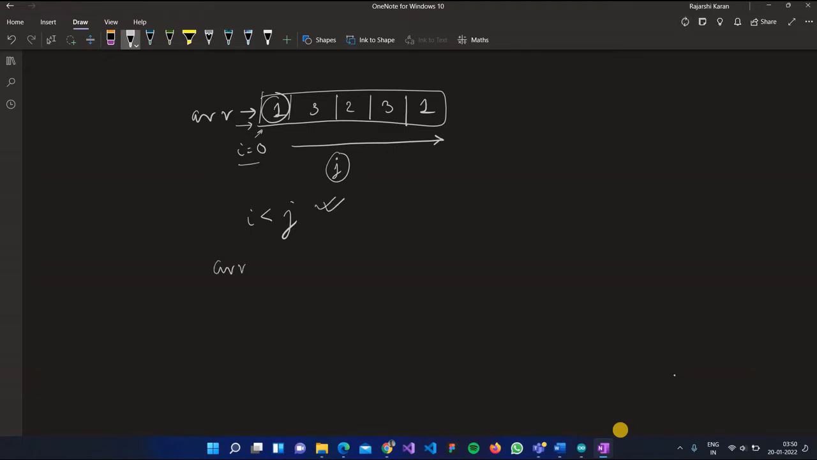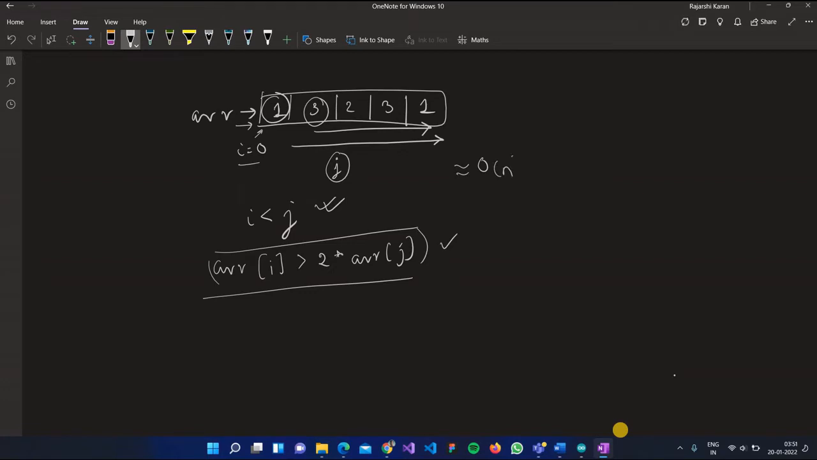So the only condition you have to check is whether array of i is greater than double of array of j. You'll have to check this for all the elements on the right of the ith index, and do this for each and every element. You go to that element and traverse on the right side of it to find any element that satisfies this condition. Now can you imagine that holding on to one element and traversing the whole array on its right side will take essentially O of n time, right? Because on average you're traversing the whole array itself.